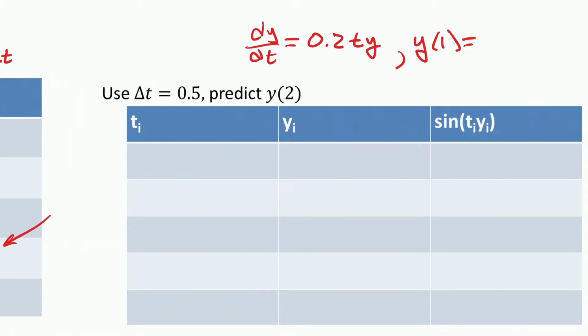If you don't write it down, that's fine. But that's the one we'll start with, and we'll use delta t, and we'll predict. I'll figure out what we're predicting here in a bit. But we'll do the same thing. And this one I actually know the solution to because it's a nice, easy differential equation.